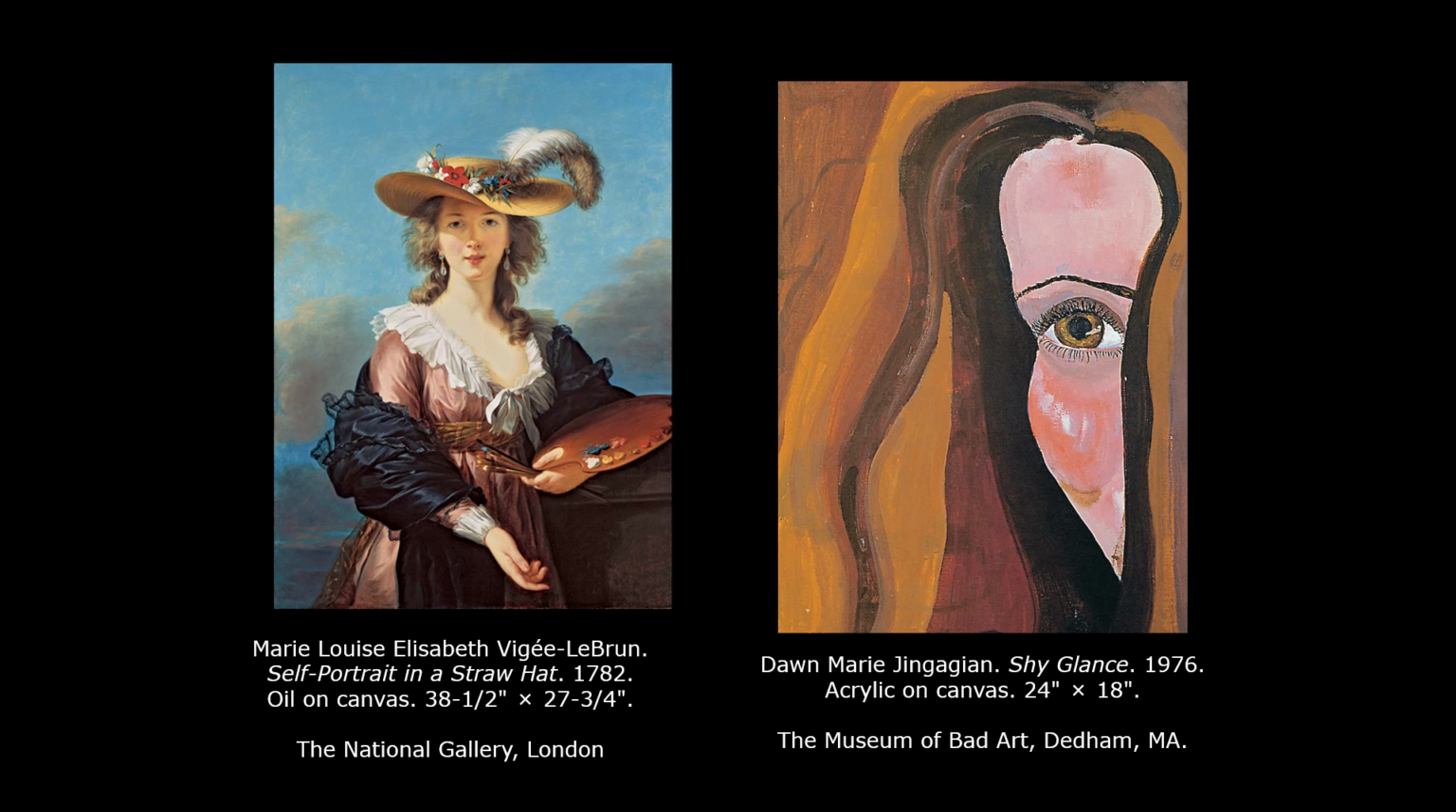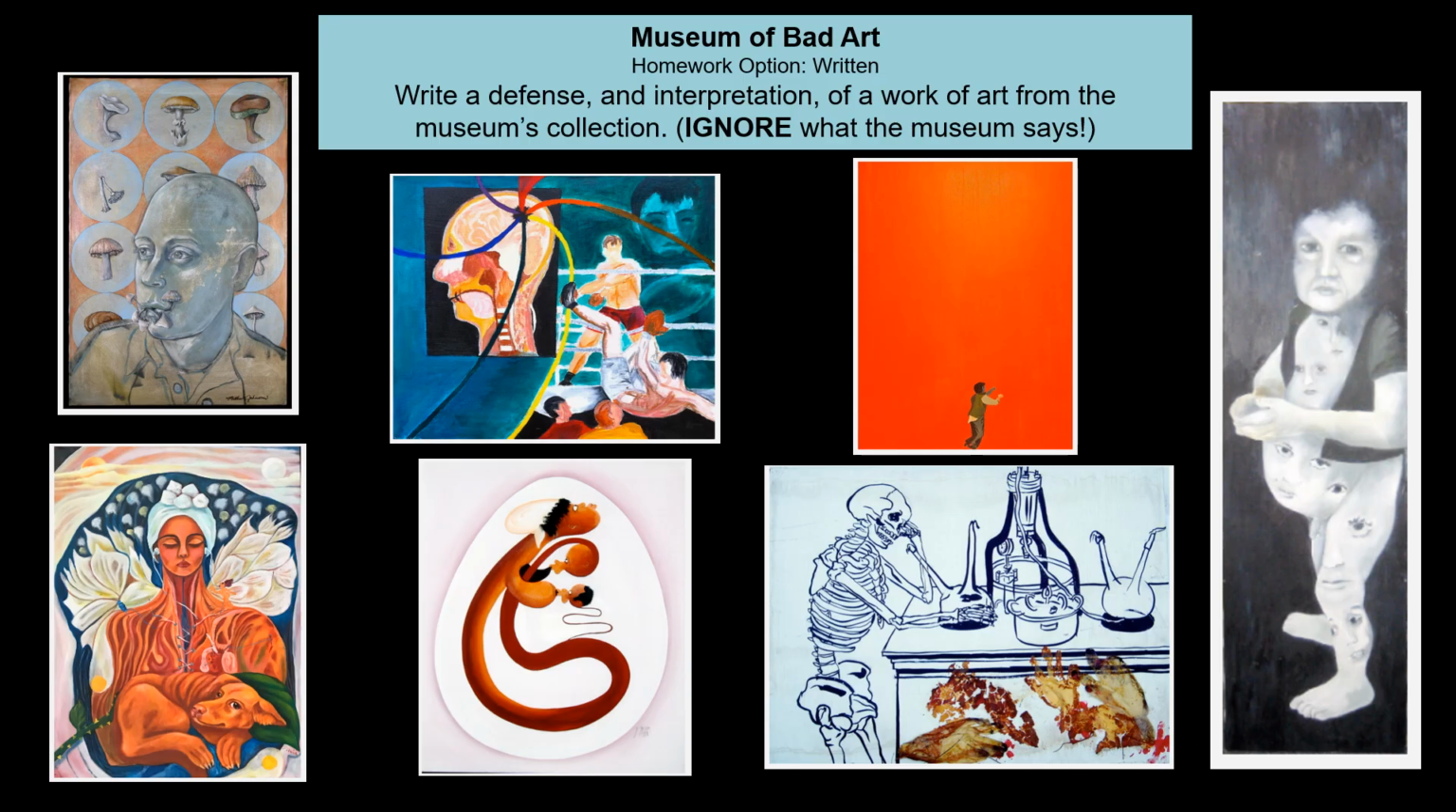You can also see that the one on the left is in the National Gallery of London, whereas the one on the right is displayed in the so-called Museum of Bad Art, which I think might be a little bit unfair because obviously one is a bit more realistic than the other, but that doesn't necessarily mean that the one on the right is bad. But that did give me an idea of a homework option, which you can find on Blackboard in the discussions category.